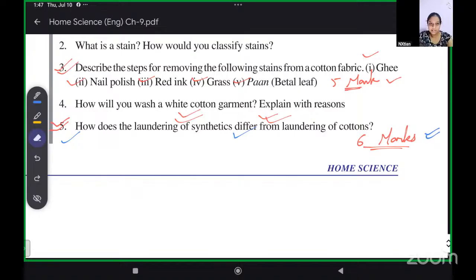Laundering of synthetics and laundering of cottons. You can leave a line in between the top and where you start writing, so that the heading doesn't look mixed up with your content. Like scope, laundering of synthetics, laundering of cotton. After that, leave one line and then write soaking. Use warm water. Use warm or hot water.